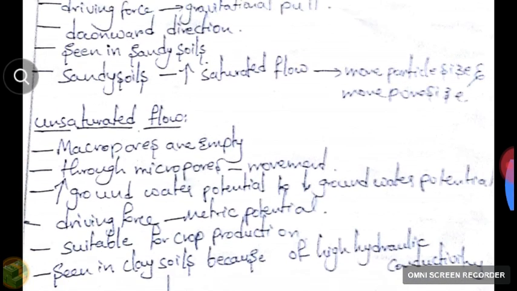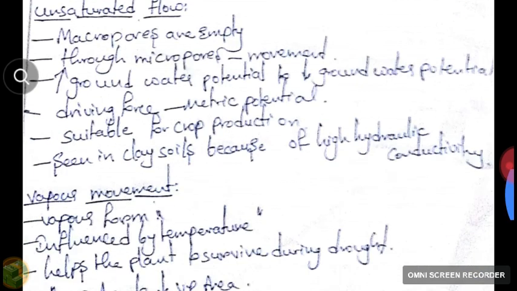Unsaturated flow occurs only through micropores because the macropores are empty. Driving force is matric potential, suitable for crop production. Seen in clay soils because of its high hydraulic conductivity.